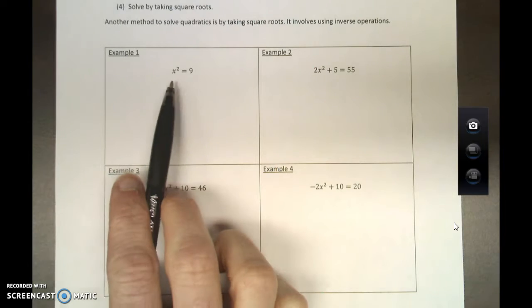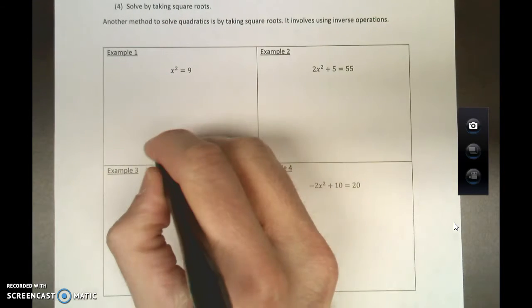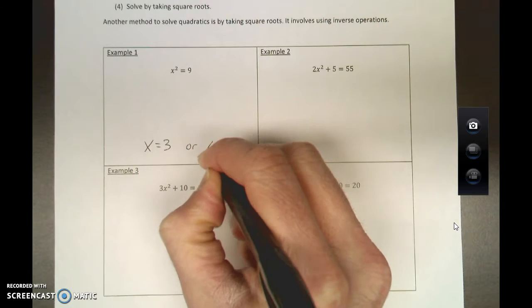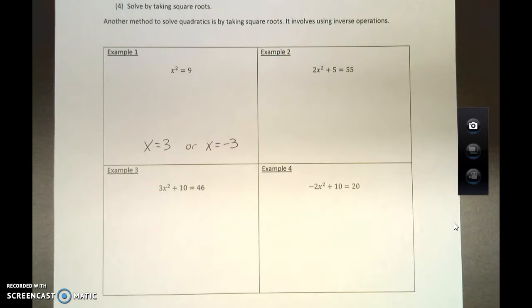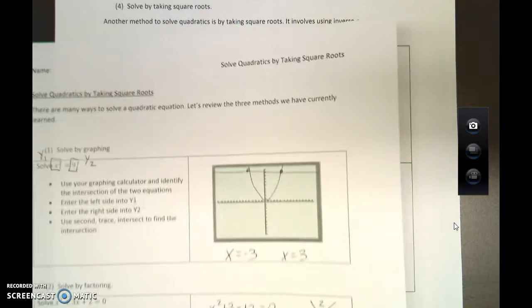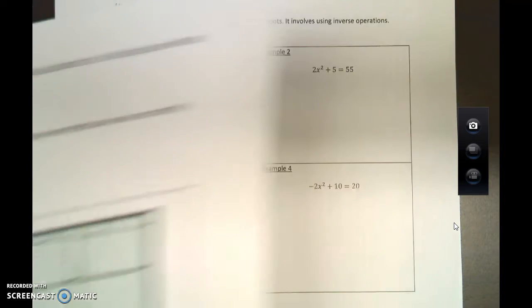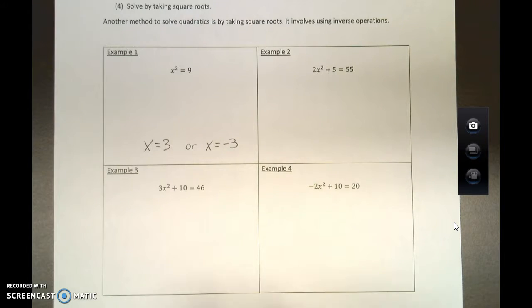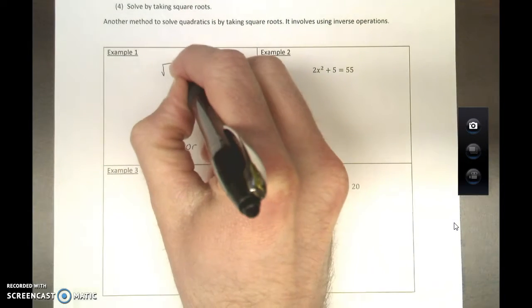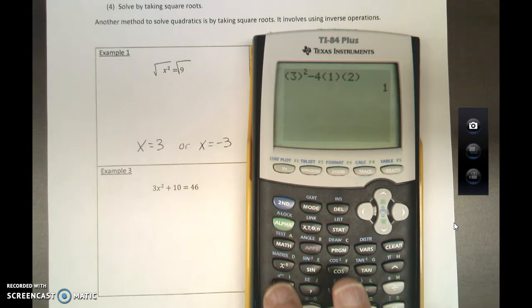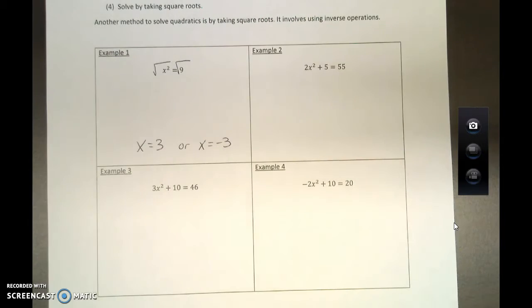Now, we solved this one graphically before, so I know my answers are going to be 3 or negative 3 based on what we did on the front when we solved by graphing. If you don't remember, I'll show you here again. See our graph there? That's the same exact equation. Solving this algebraically, to undo a square, you square root it. On your calculator, second x squared gives me the square root. Now I can just type in the number, and I get 3.